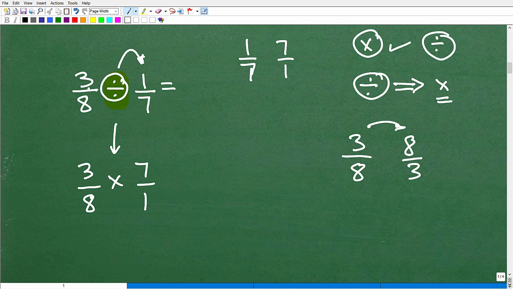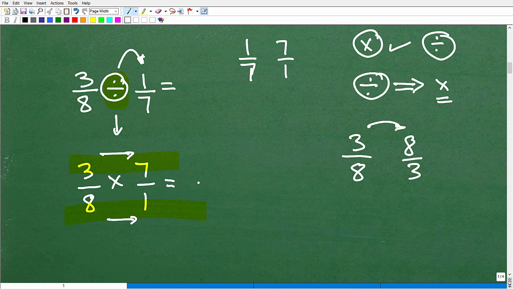So we can rewrite a division problem, okay, 3/8 divided by 1/7, we could turn this into a multiplication problem by just simply flipping the fraction to the right of the division operator, and this now becomes a multiplication problem. And we like that because we already know how to multiply. We just did a problem there. Okay, multiplication is super easy because we just simply multiply across, right?